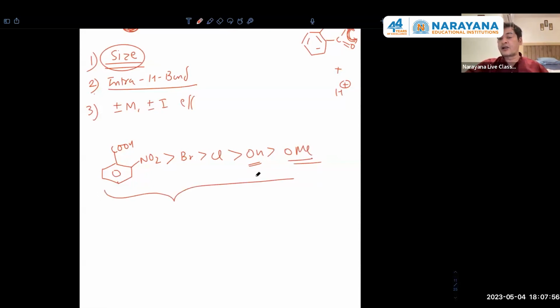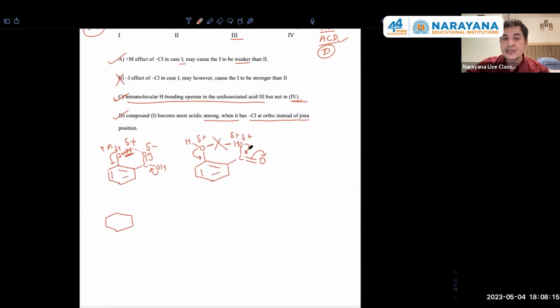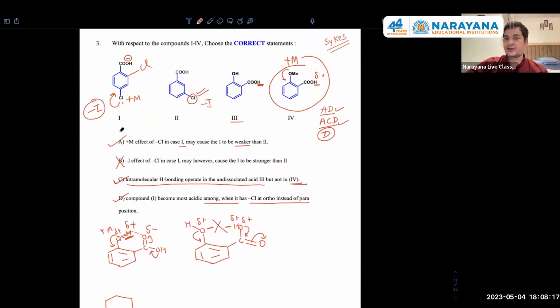That is the order which is given in PYQs also. If nitro is at the ortho position, it will be a more powerful acid as compared to Br. Br size is bigger than Cl, Cl size is greater than OH, and then OH is better than OMe because it can show hydrogen bonding also. Now if I place a Cl here, that will be better than this. It is absolutely sure, because ortho substituted benzoic acid is stronger. This is not ortho. Between Cl, OH and OMe, you check the order: first nitro, then Br, then Cl, then OH, then OMe.